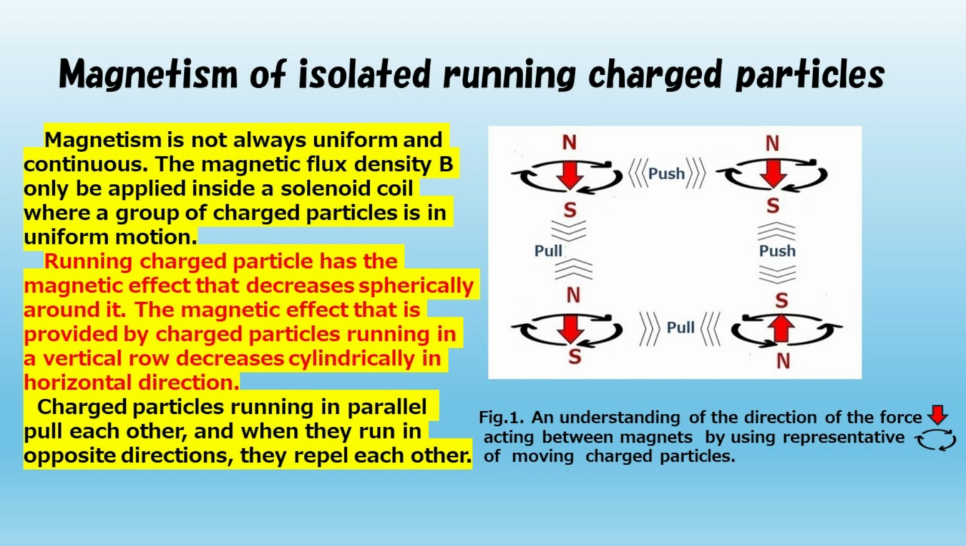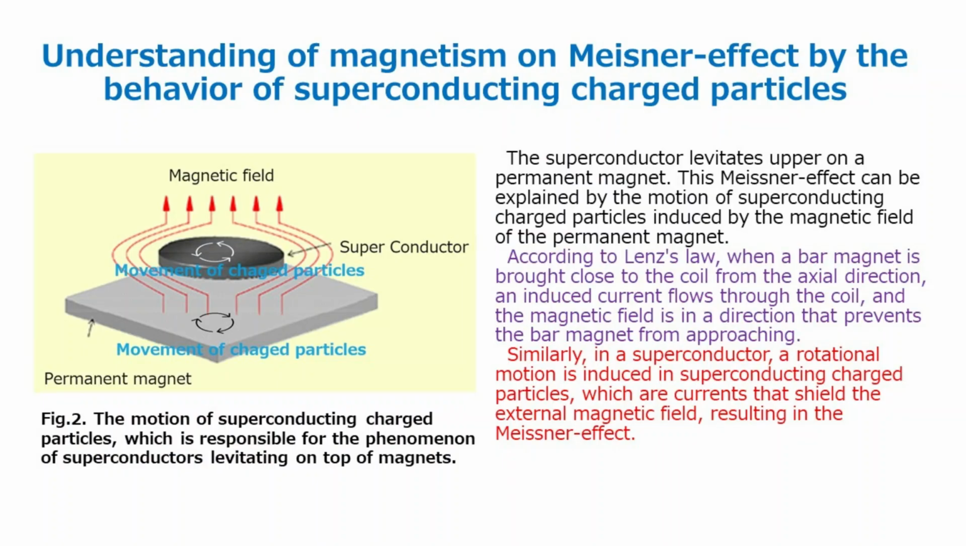Charged particles running in parallel pull each other, and when they run in opposite directions, they repel each other. Fig. 1 shows an understanding of the direction of the force acting between magnets by using representative moving charged particles. Understanding of magnetism on the Meissner effect by the behavior of superconducting charged particles. The superconductor levitates above a permanent magnet.